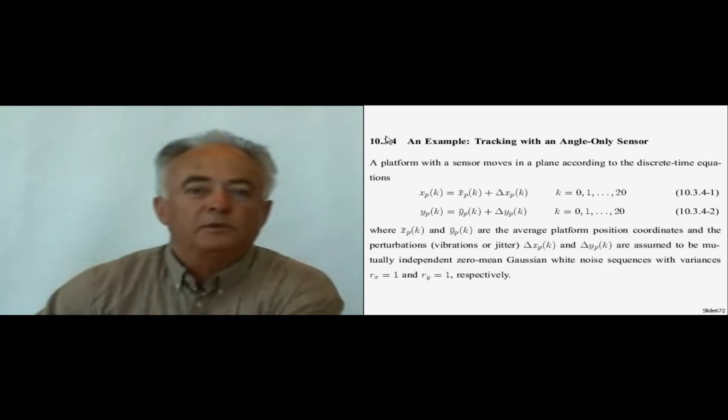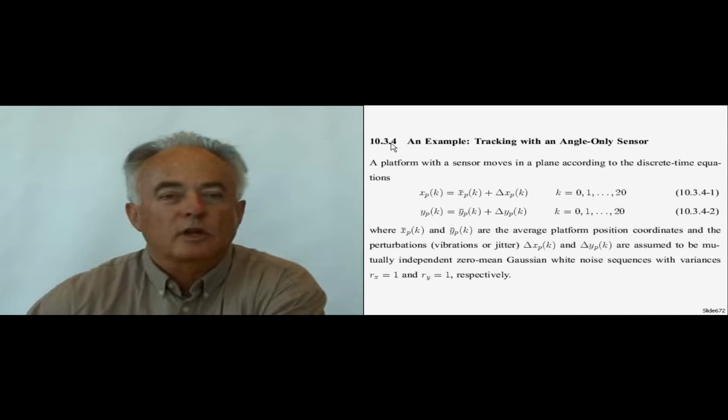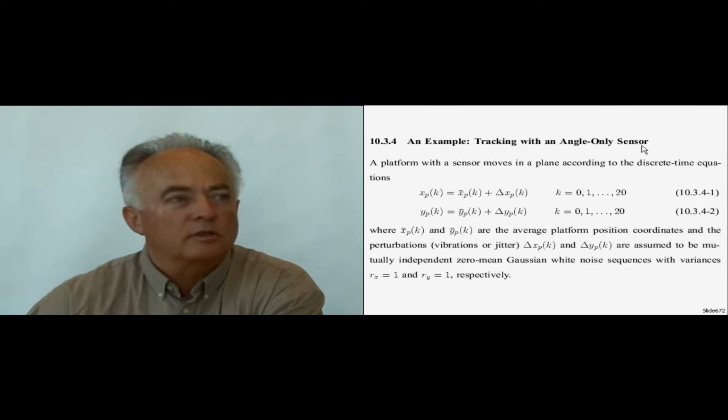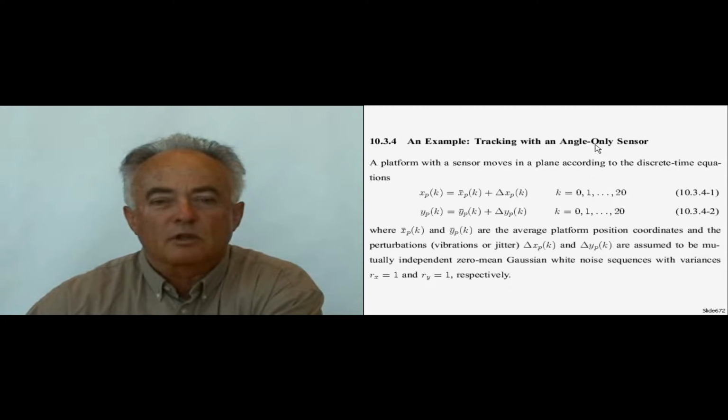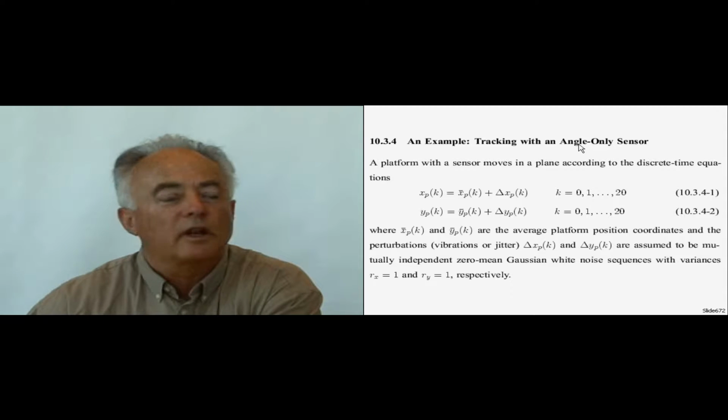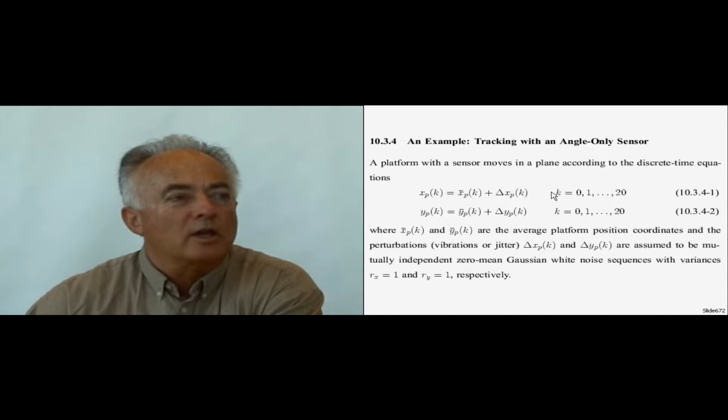We have covered in a previous lecture the extended Kalman filter, so now we'll see an example. This deals with tracking with an angle-only sensor. This is a passive sensor that measures the angle of arrival of a signal. In this case, it can be acoustic or electro-optical. And the model for this problem is as follows.